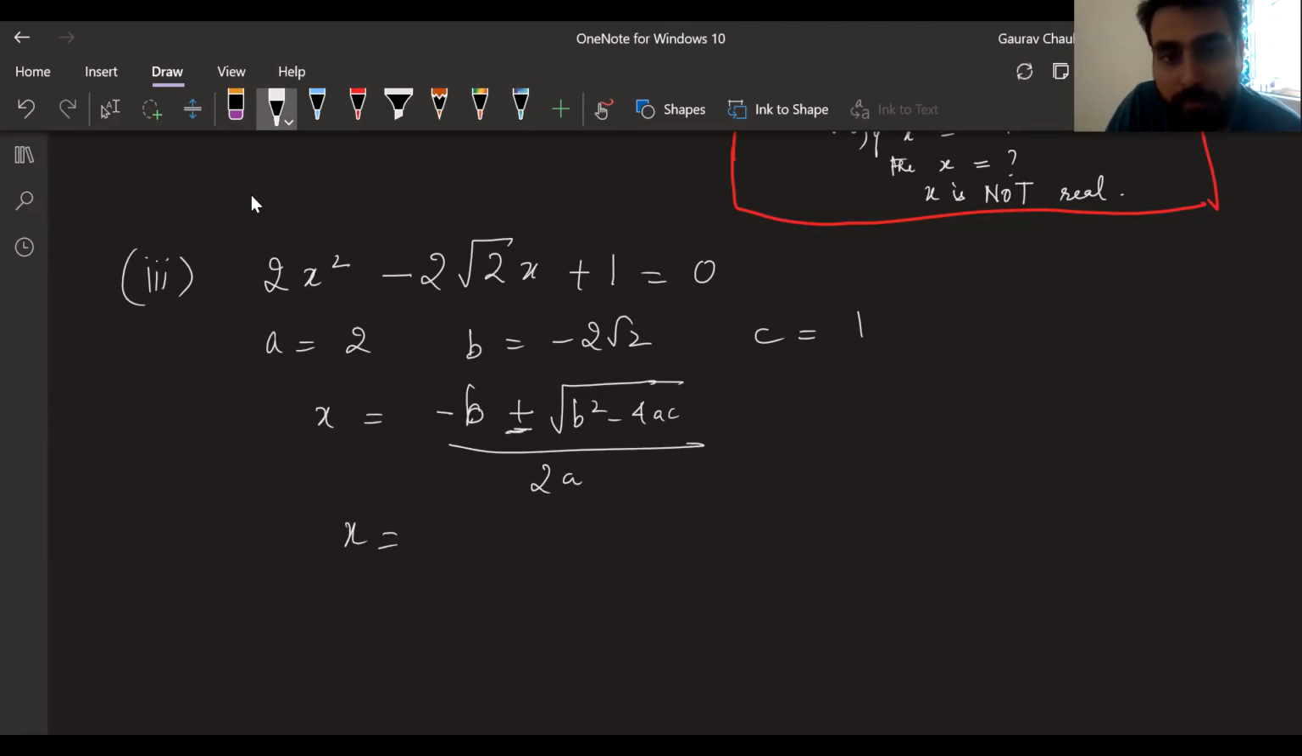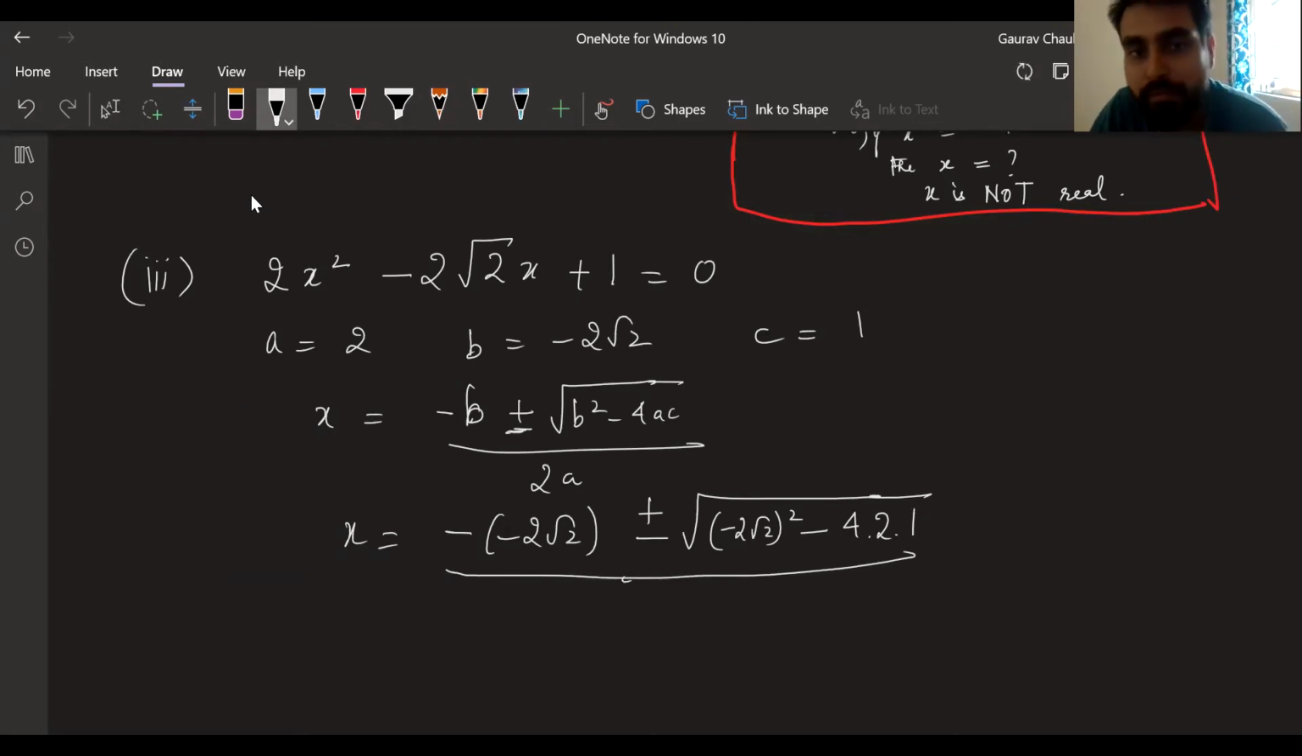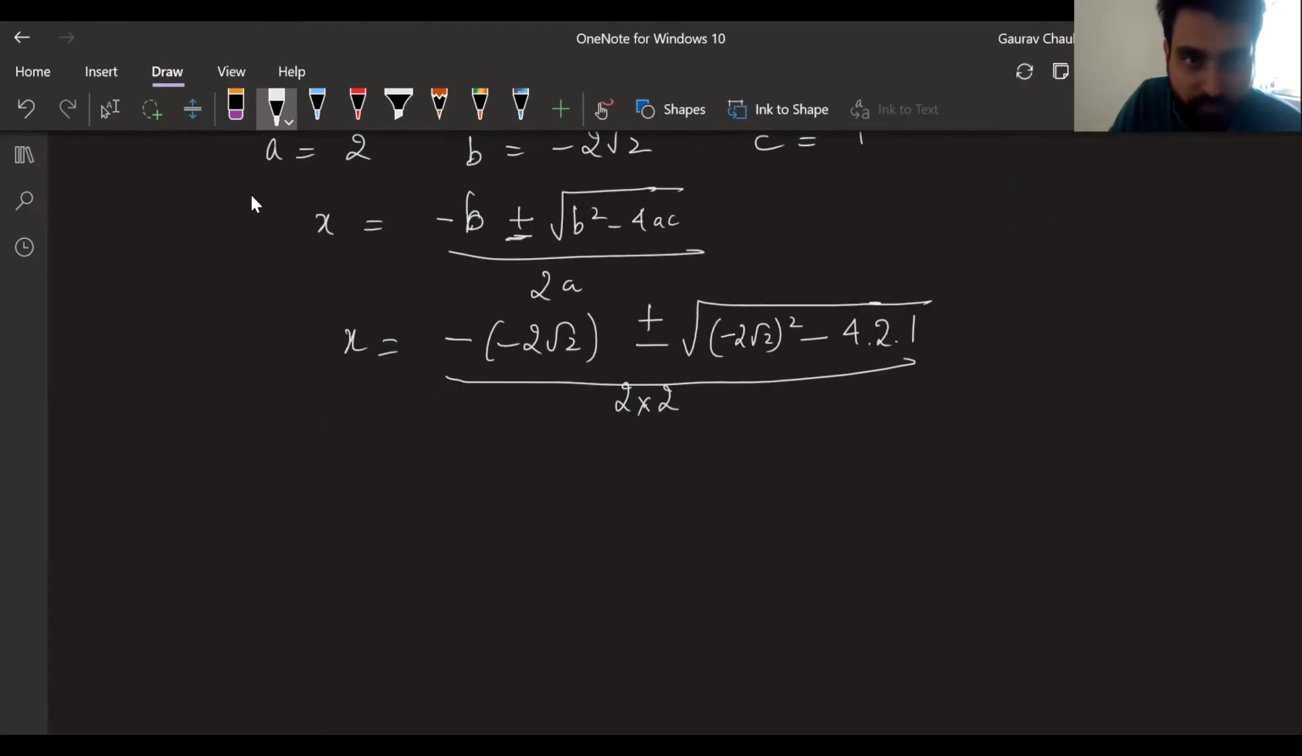X is equal to minus into minus 2 root 2 plus or minus root over b square minus 4ac. So b क्या है? Minus 2 root 2 square minus 4 into a into c by 2a, 2 into 2. Okay, please you can put into. So x is equal to minus into minus plus 2 root 2 plus or minus.